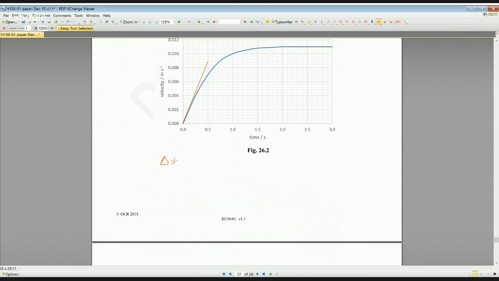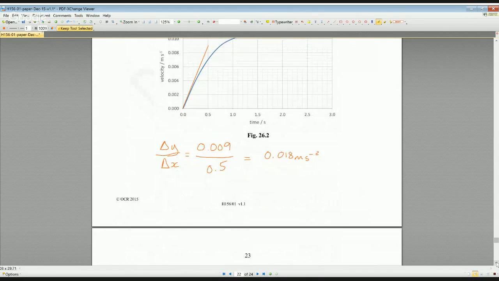So you'd end up with the change in y divided by the change in x being 0.009 meters per second divided by 0.5, which gives us an answer of around about 0.018 meters per second squared as our acceleration. So that's just taking a tangent of the graph because the gradient of a velocity time graph is the acceleration. So the tangent will be the acceleration at that point.